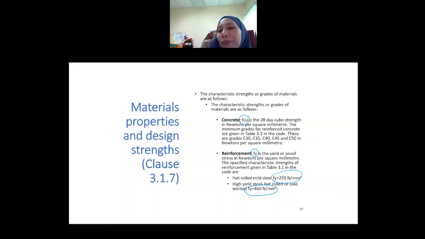Okay. So FCU ni is actually concrete strength. Okay. FY is steel strength. FCU is concrete strength. So kalau you masih ingat, I tak sure lah.